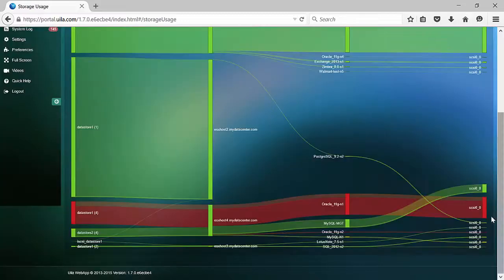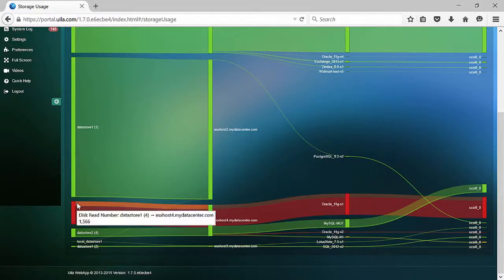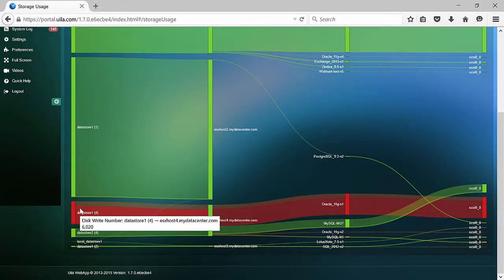Beyond this, we can go to our storage analysis page and look at the virtual disks, VMs, hosts, and data stores to determine where the contention or bottleneck may be. We can also see the actual reads and writes on the data store that holds the Oracle VM, so we can be sure that the IOPS are not out of control.